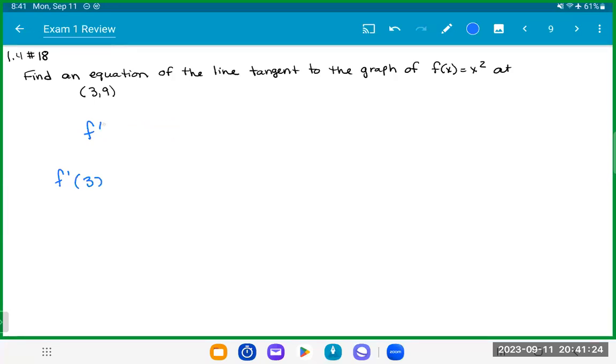So you could write this. A lot of times in shorthand, we leave that parentheses of x off, but it is there. So we want to evaluate this at x equal to 3. That's going to be 2 times 3, so that is 6. That means that is my slope. M is my slope.